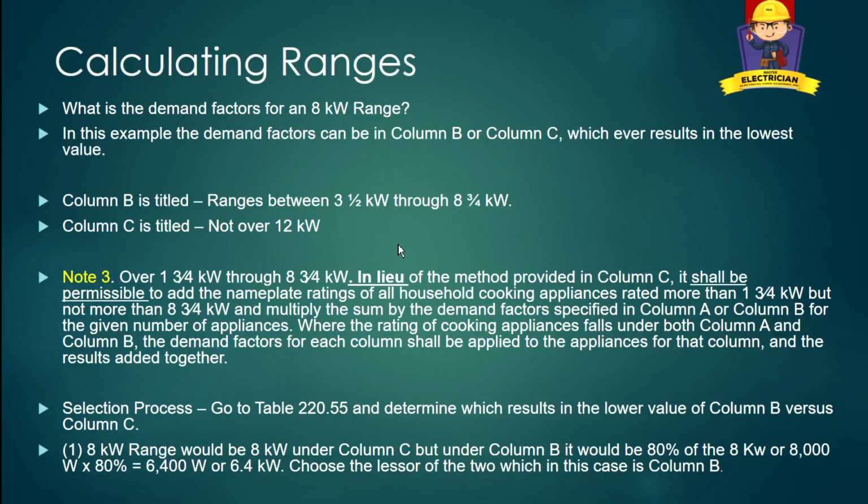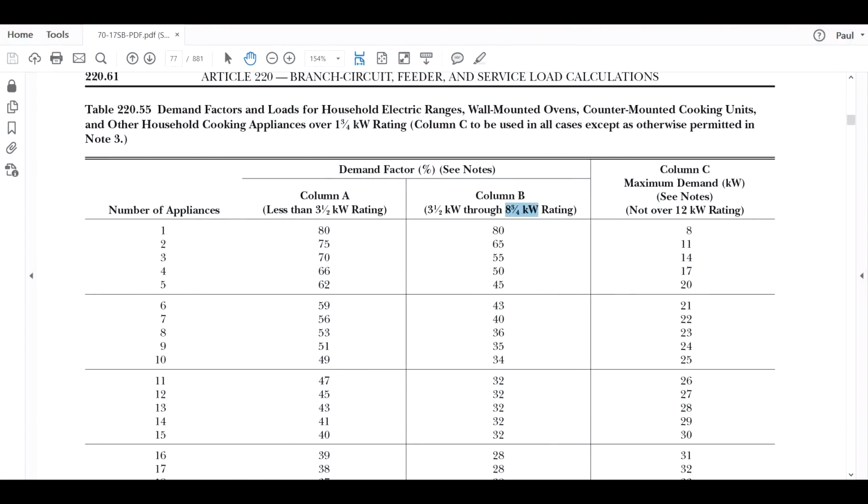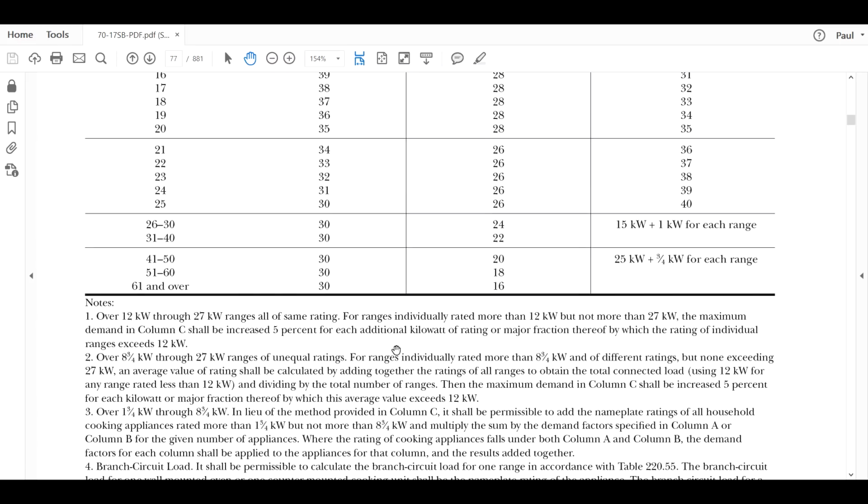All right, so now we've established that we have an 8 kW range, so it's going to be in column B, which is again 3.5 through 8 3/4, and we have a not over 12 kW, which is column C. Now, this brings in the first note we're going to use, and that is note 3. Now, note 3, and I should show you where that is, so if you're not familiar with it and you're taking an exam, note 3 is down here.